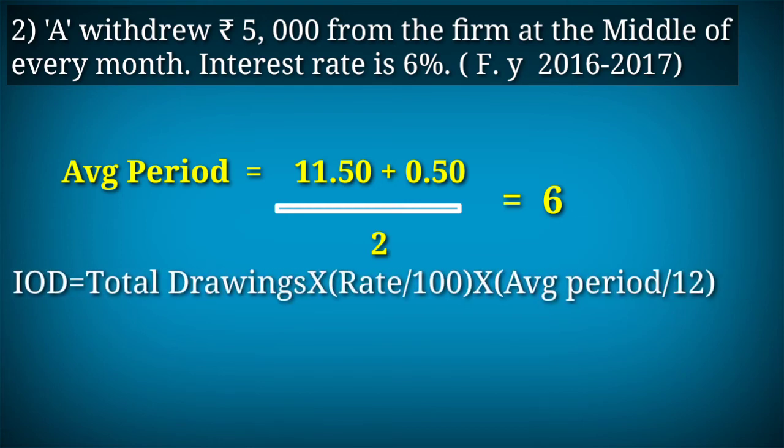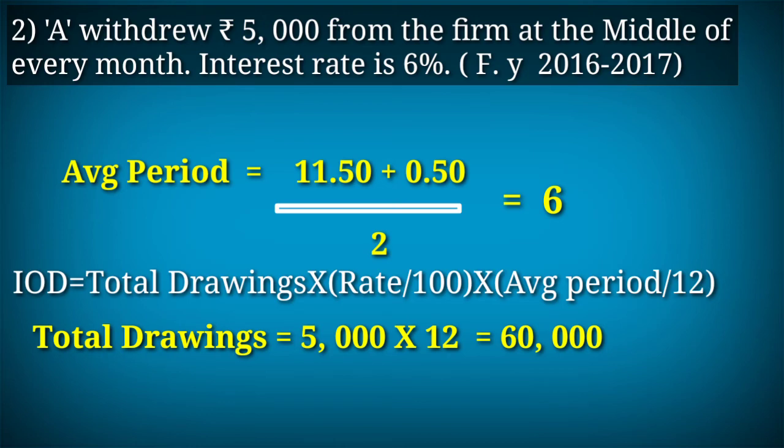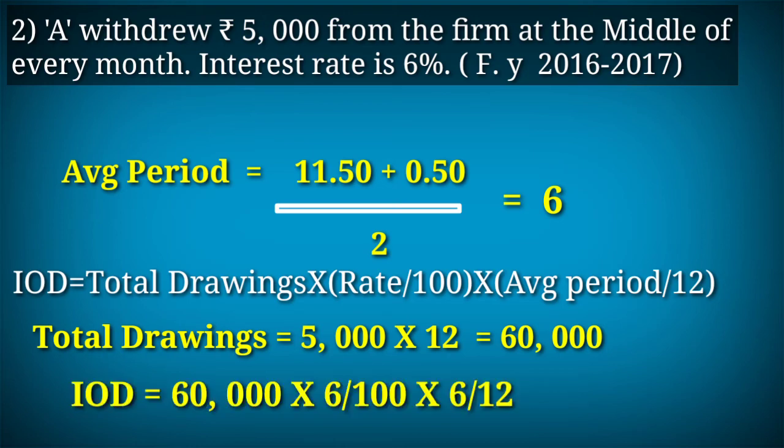Now we have to calculate interest on drawings using the formula total drawings into rate by 100 into average period divided by 12. Here total drawings equal to 5,000 into 12 months equal to 60,000. So interest on drawings is equal to 60,000 into rate 6 by 100 into average period 6 by 12. The amount would be 1,800.